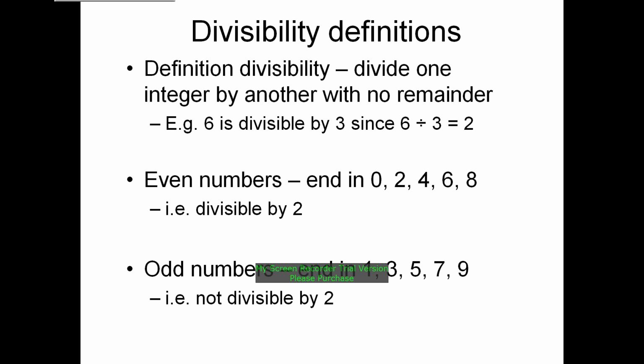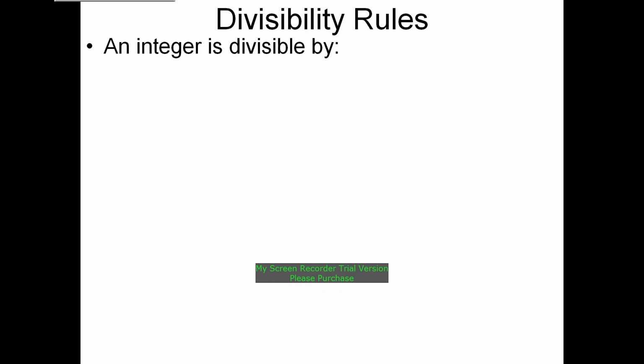So next definition, even numbers. Even numbers are divisible by 2. They end in 0, 2, 4, 6, or 8. Odd numbers end in 1, 3, 5, 7, or 9, and they're not divisible by 2.